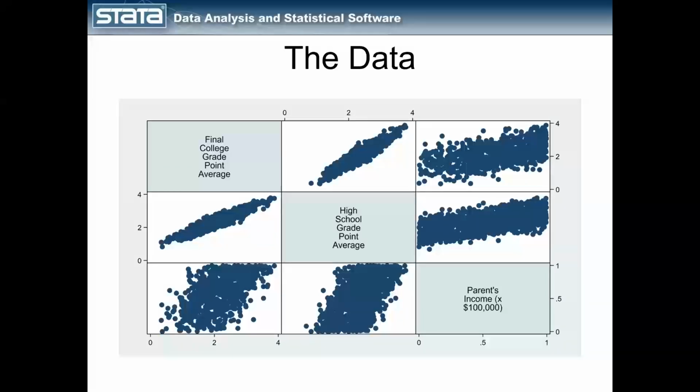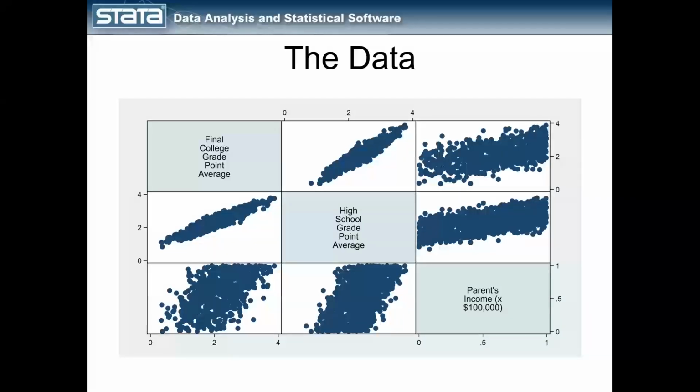The first thing that jumps out at me here is that there seems to be a strong association between high school GPA and college GPA. No surprise there. If you did well in high school, you probably do well in college. But it's a feature of the data. We're just getting to know our data set for now.